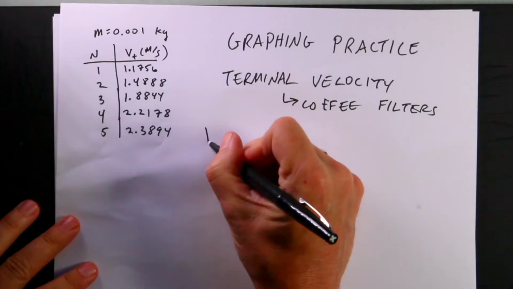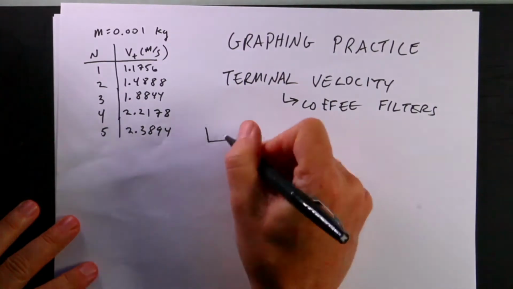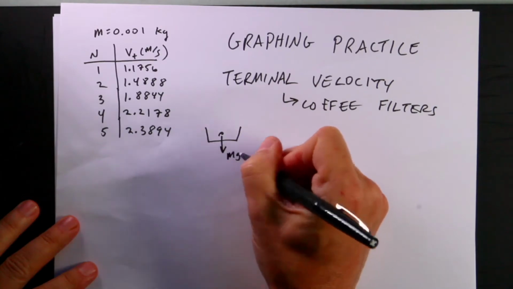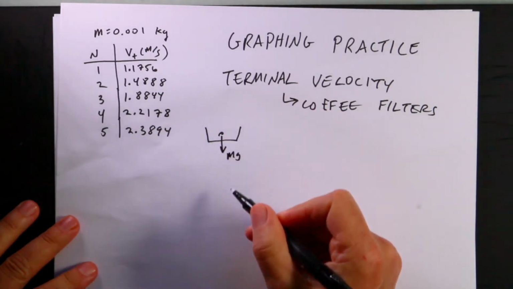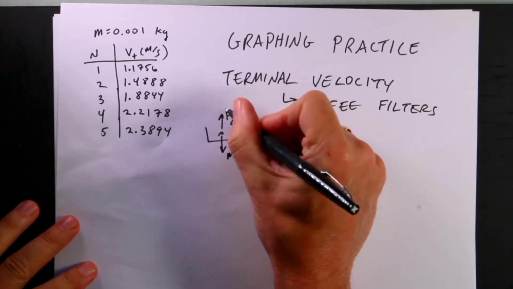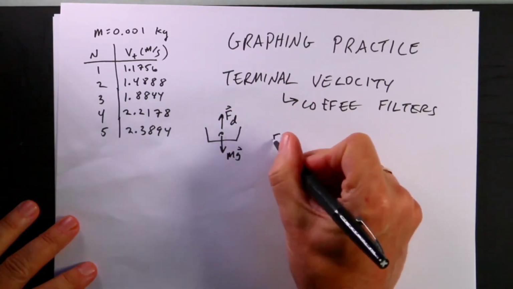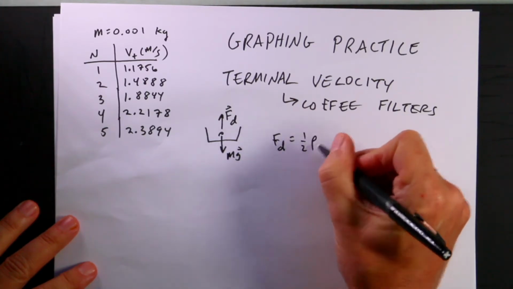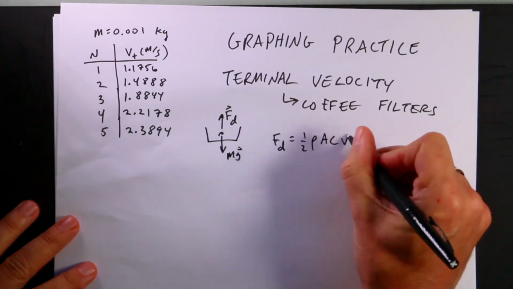The idea here is to take these coffee filters, and if you take this coffee filter and you let it go, there's a downward gravitational force pulling on it. As it falls, there's also an upwards air drag force, F_D. And the magnitude of the drag force is equal to 1/2 rho A C V squared.